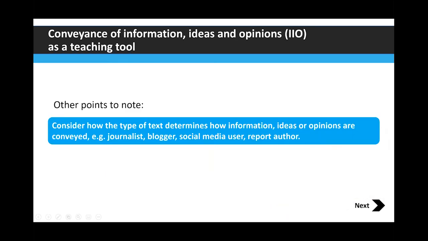Other points to note is that where that example related to information, you may have other questions that relate to ideas or opinions. So in that instance, the learner may wish to consider how the type of text determines how that is conveyed. So generally, if it's an opinion, it might be something that's given in a blog format, or it's a social media context. So again, these are other points that the learner needs to consider as to how information, ideas, or opinions are being conveyed.